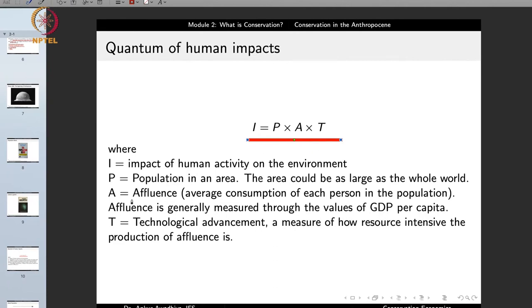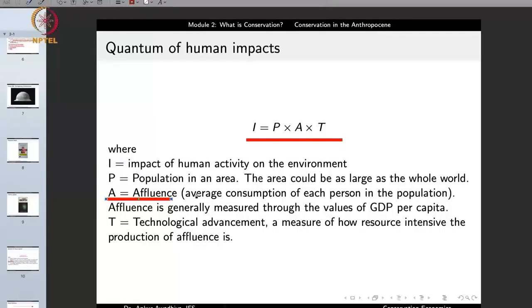I is also proportional to the affluence. Now, affluence is the average consumption of each person in the population. So affluence is telling us how much amount of resources are being consumed by one person. Affluence is generally measured through values of GDP per capita. And what affluence is telling us is that if you have more amount of resources, you are overconsuming the resources. The more affluent you are, the more amount of resources that you are using. And so the amount of impact that you will have by using a large amount of resources will also be large. So I is also proportional to A, and I is also proportional to T, the technological advancement, or a measure of how resource intensive the production of affluence is. So I is equal to P into A into T.